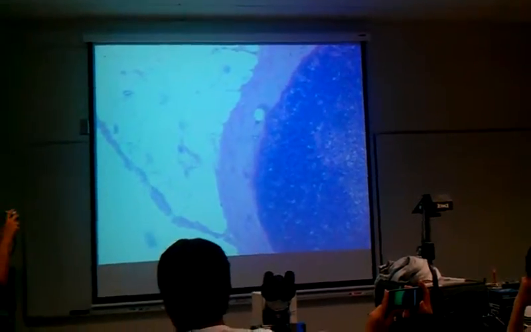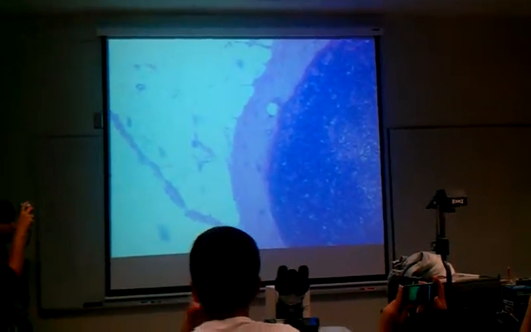And then the last layer is really going to be hard to distinguish, but it's essentially most of this pink stuff all in here. What layer is that? Endoneurium. We're going to zoom back out.